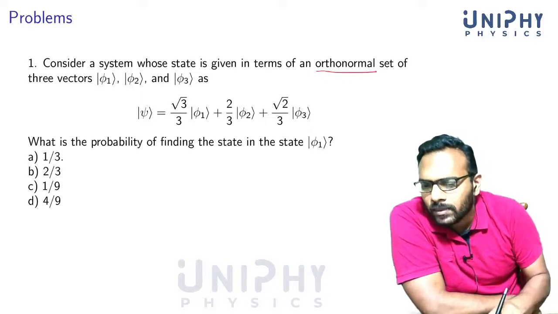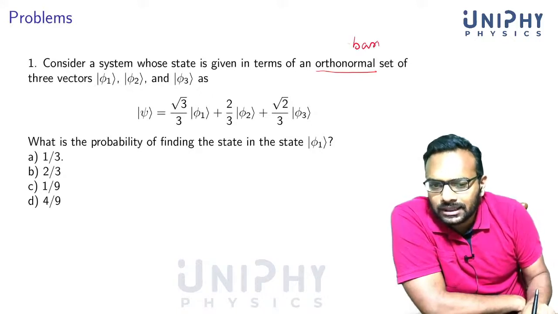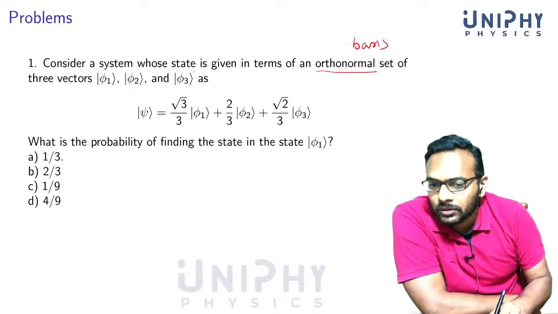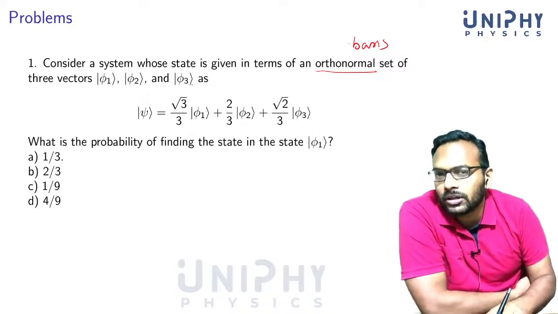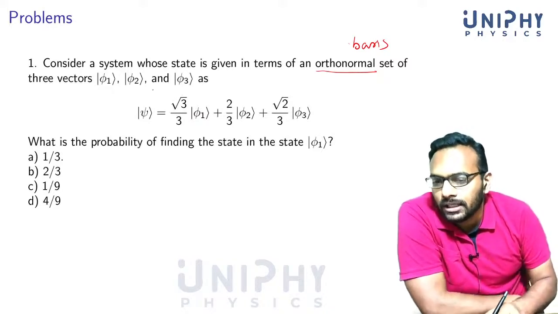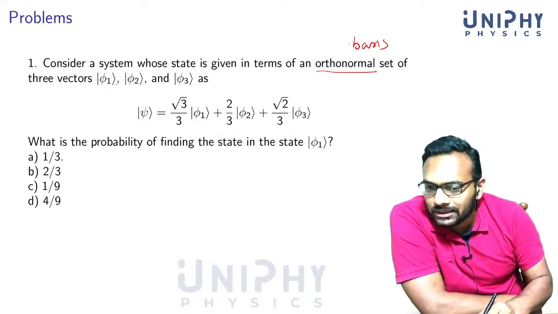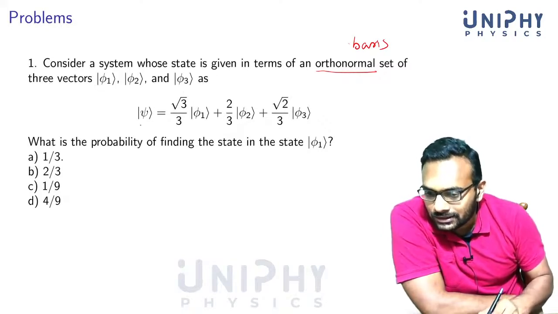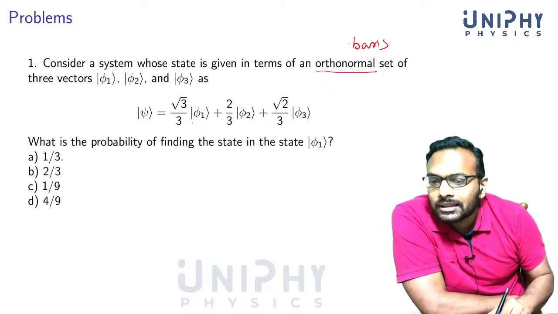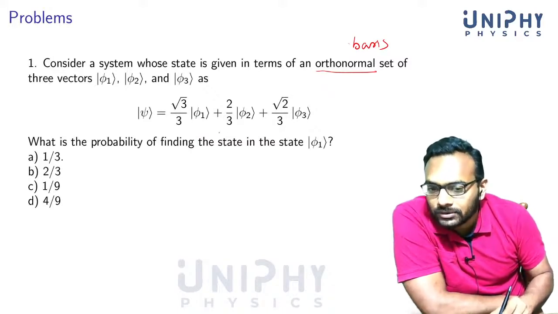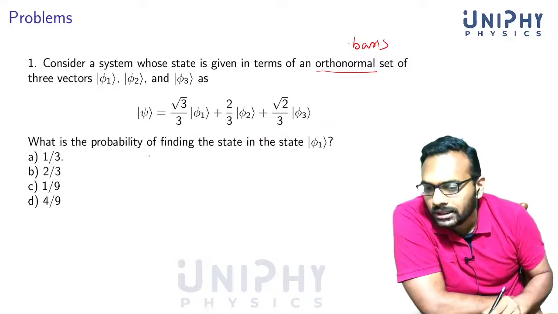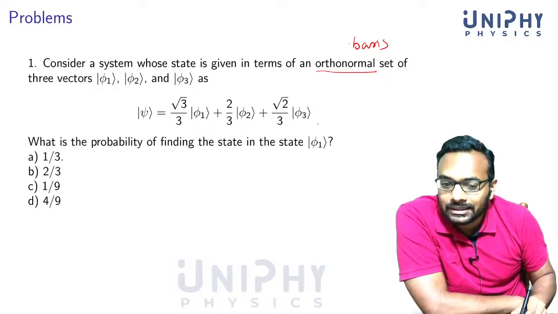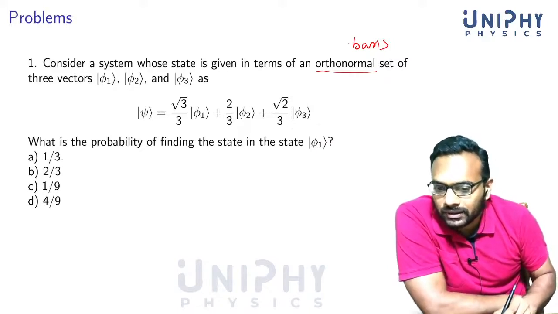All right. So you can just imagine this as our basis set. Consider a system whose state is given in terms of a set of basis vectors. Read it as basis vectors. Orthonormality we'll discuss soon. We have to define the inner product. Consider a system whose state is given in terms of these three vectors, phi 1, phi 2, phi 3. All right. What is the probability of finding the system in the state phi 1?